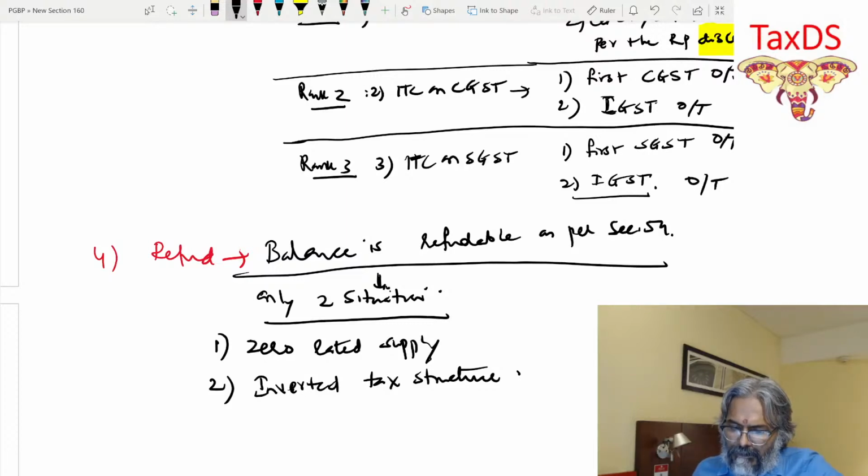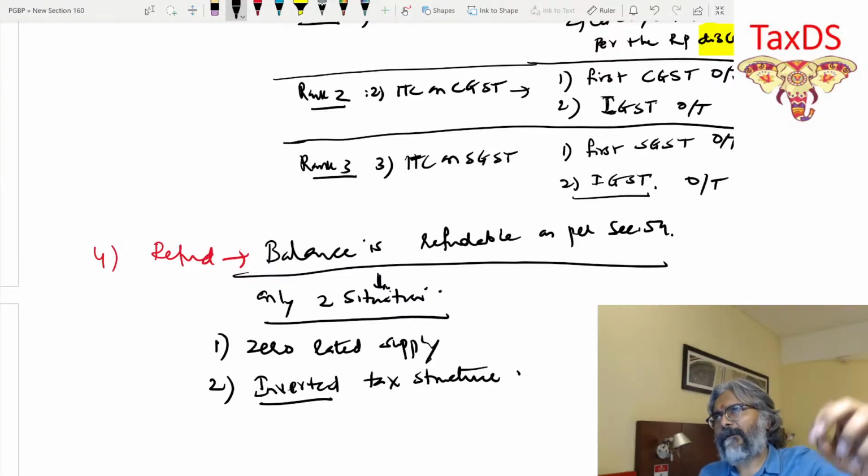Now, what is this inverted tax structure? Any idea of that? It is a tax structure, students, where your output liability is lower as compared to your tax on the inward supply. So, say for example, you are paying the output liability at the rate of 9% and your inward supply is subject to tax by the supplier at the rate of 18%. Obviously, you are paying more as compared to what is coming from the supplier. Therefore, in such a situation, the refund is possible.